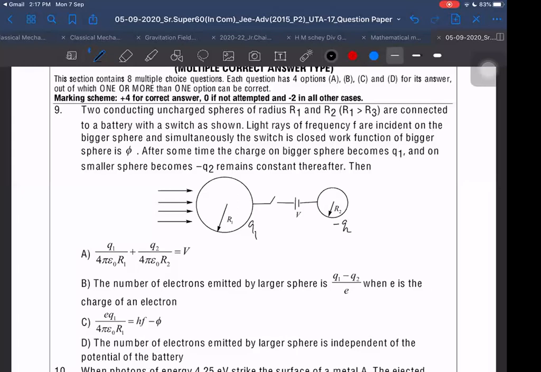Means what charge flows this side? If it is minus Q2 charge, Q2 flows this side. Then here normally it would become Q1, Q2, but it is becoming Q1. Why? Because Q1 minus Q2 charge, that many electrons have left. Q1 minus Q2 is equal to electrons which are leaving.